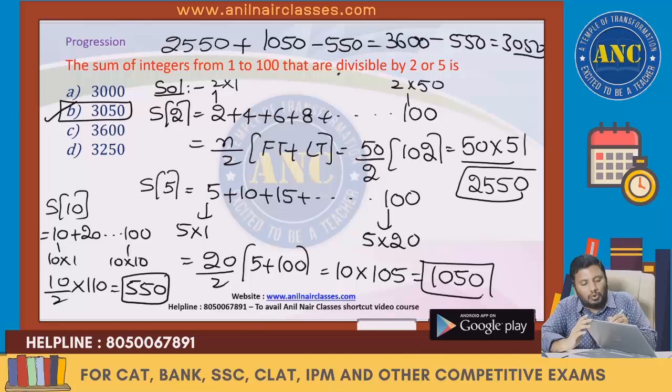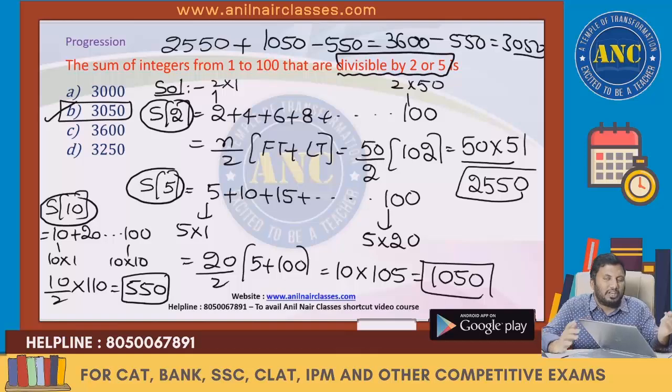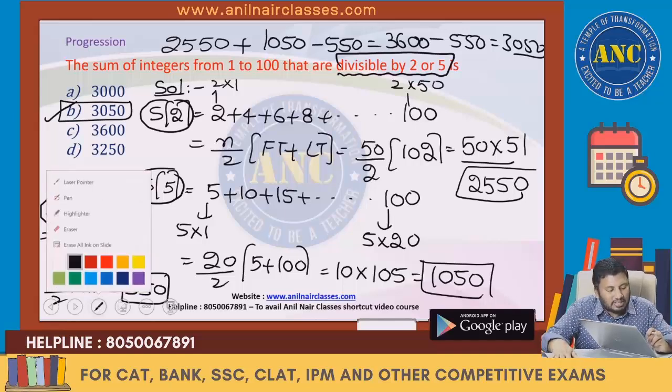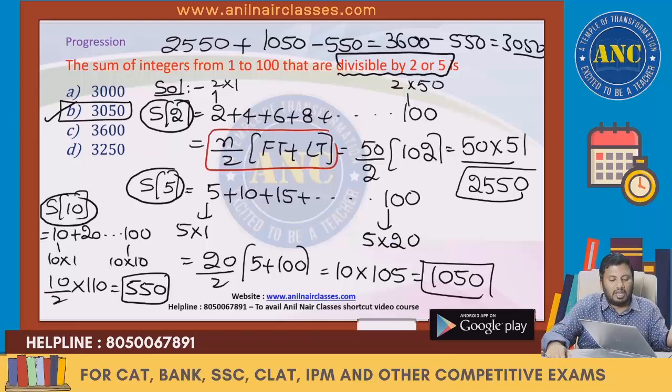Divisible by 2 or 5: the sum of the integers which are divisible by 2, plus the sum of the integers which are divisible by 5, minus the sum of the integers which are divisible by 2 and 5. The sum of the integers is n by 2 into first term plus last term. Idea clear, right? Please write down.